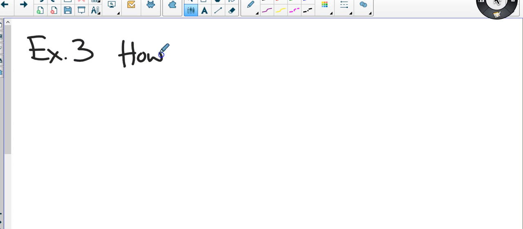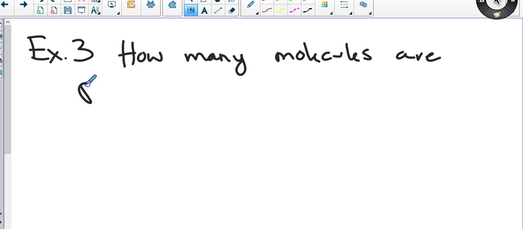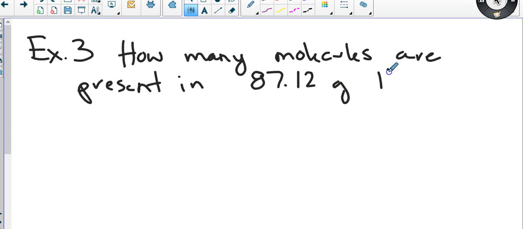How many molecules are present in 87.12 grams of water? So write this down, underline what you've given, circle what you're looking for.